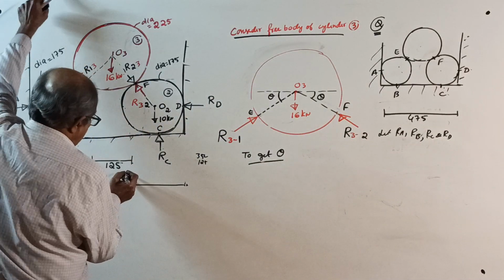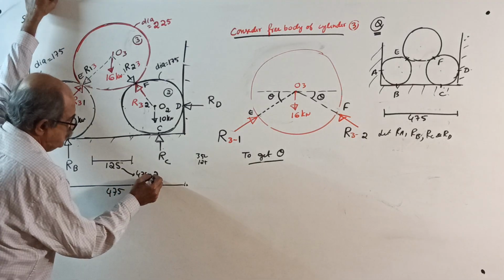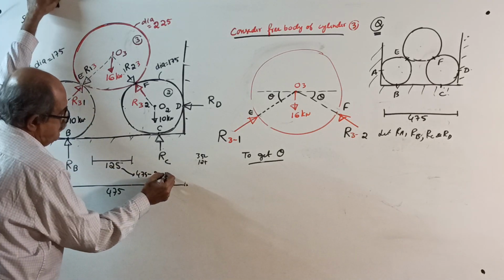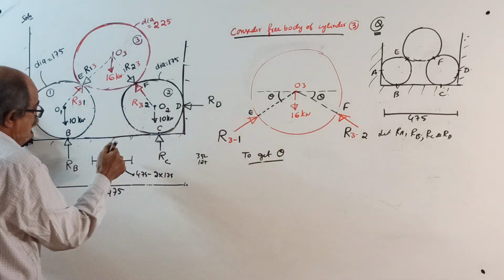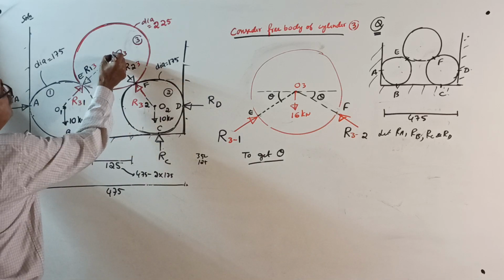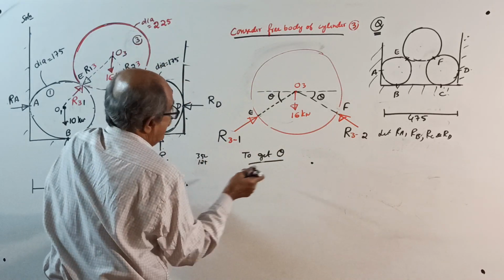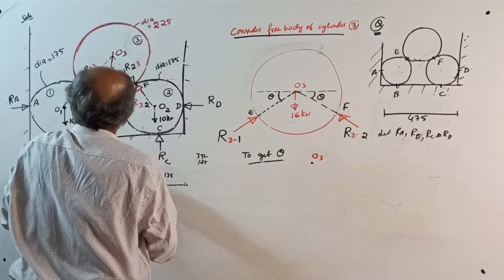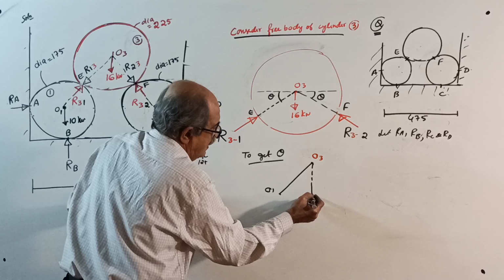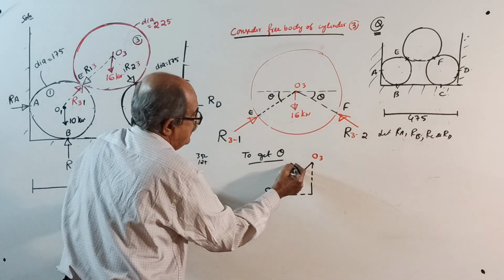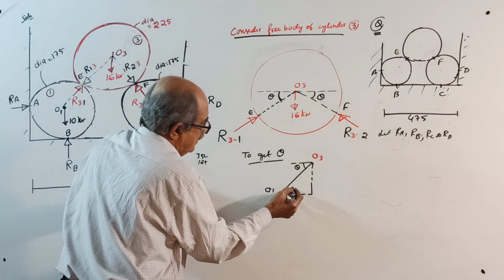You can make a note here of how I got it. See, right here: 475 minus 2 times 175, or 475 minus bracket 175 plus 175, is 125. Now, see, this is O3, this is O1. Consider the point O1 here. Draw a vertical line and a horizontal line. See here, this is theta. If that is theta, this is also theta.